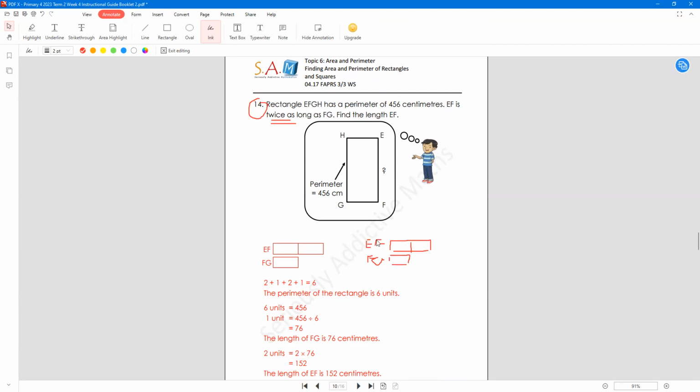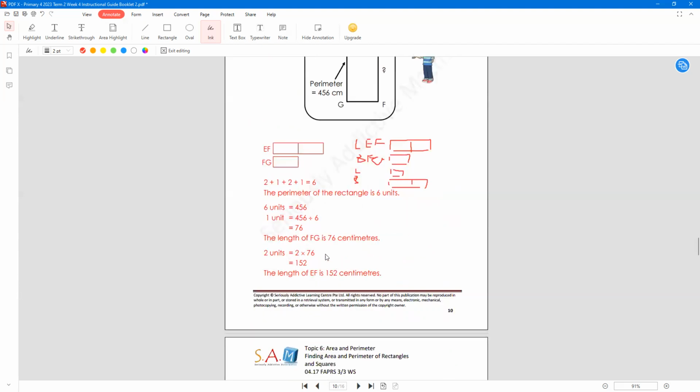Okay, and this is length, this is breadth in a way. So what is perimeter? Perimeter will be length plus breadth plus length plus breadth. Most students will say that 3 units equals 456. But you've got to remind them, no, because that's only length and breadth. For perimeter, it is length plus breadth plus length plus breadth, or length plus breadth times 2. So in total, there are actually 6 units. Get them to write it out in steps.